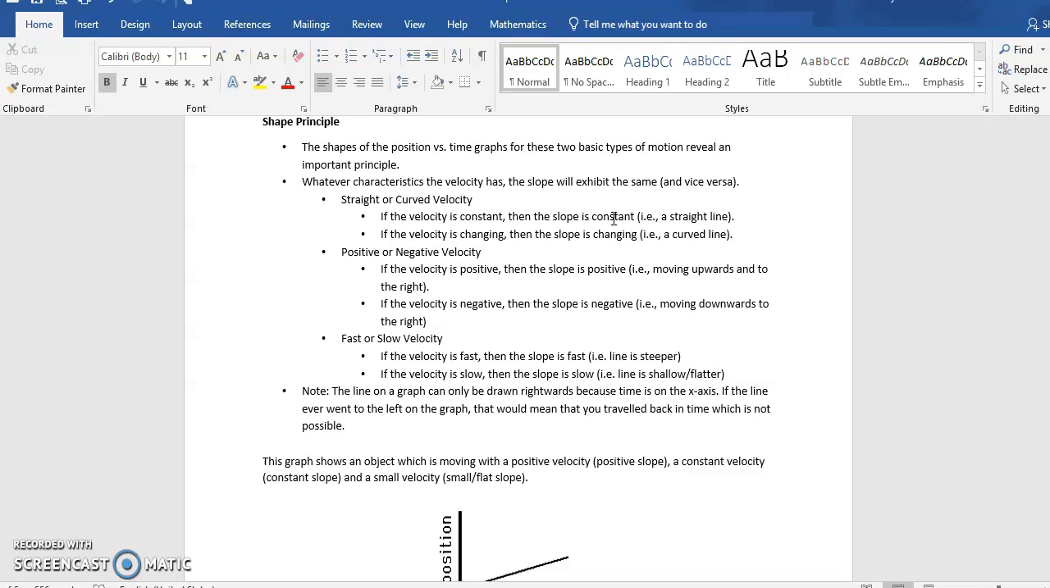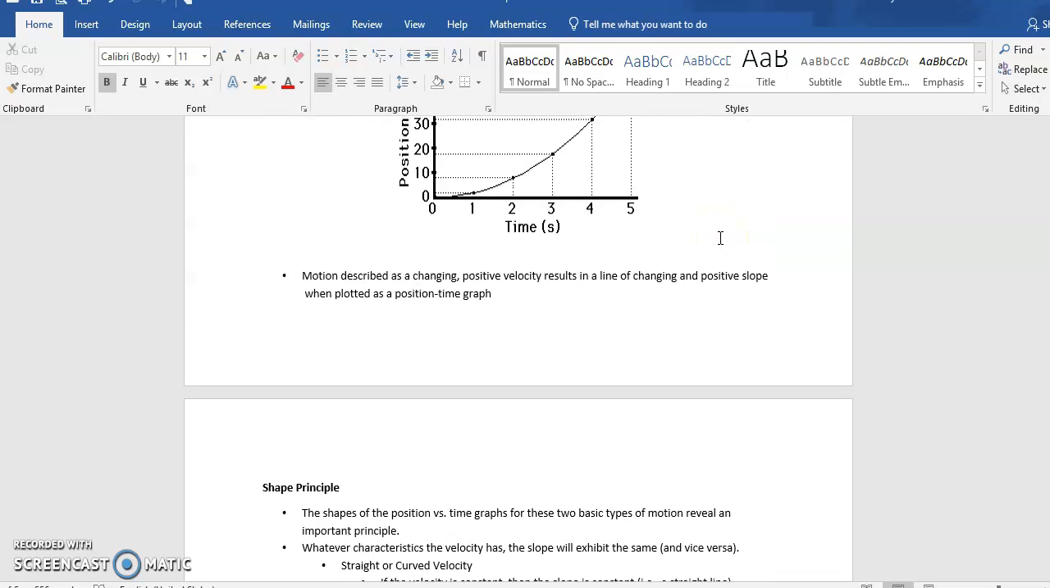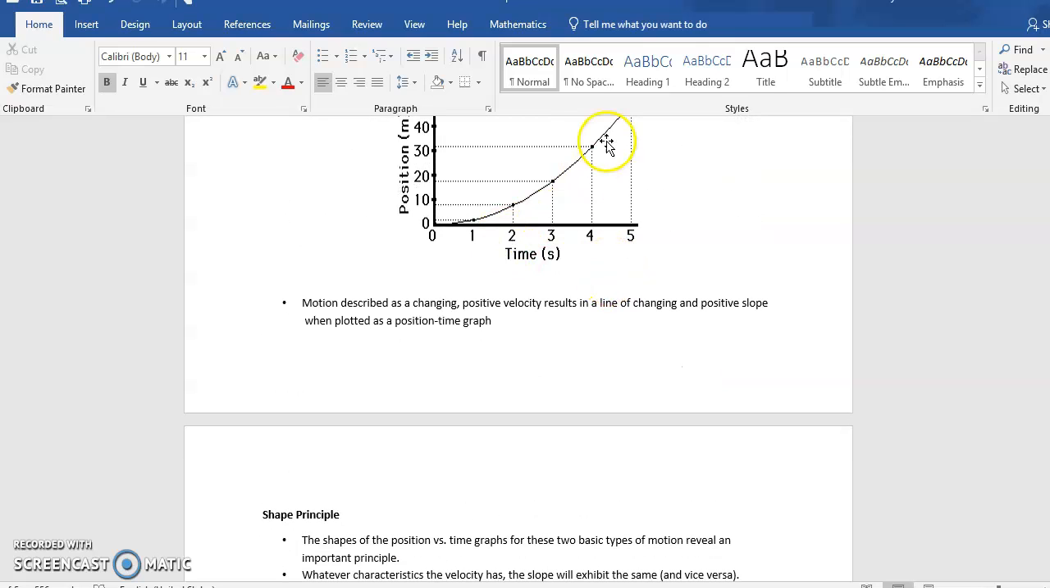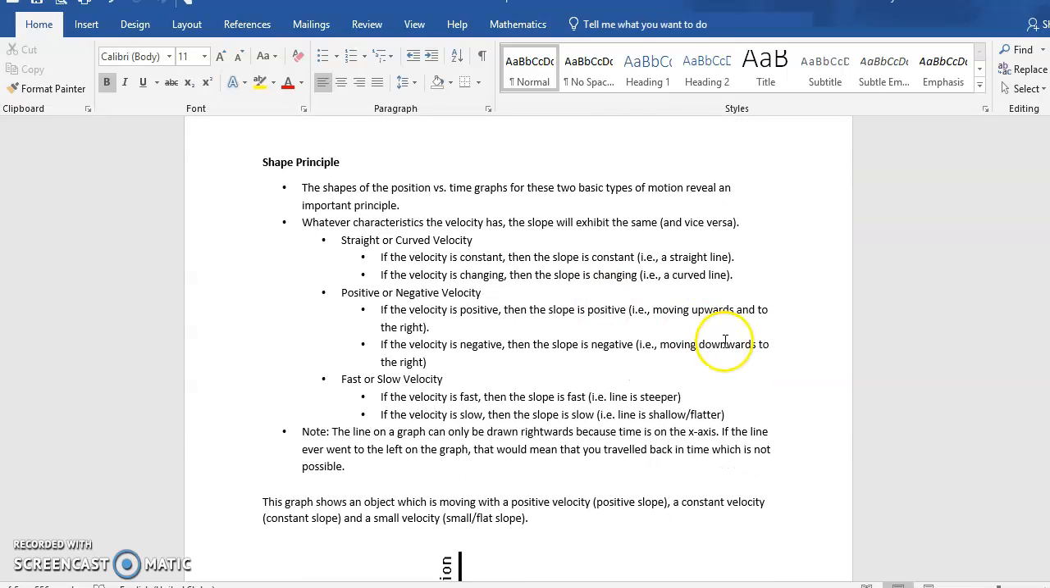So if we have a straight or curved line, let's look at that. If the velocity is constant, then the slope is constant, meaning we have a straight line. If the velocity is changing, then the slope is changing, meaning we have a curved line. And that's what we just looked at right here. So constant versus changing. Okay, you can have a positive or a negative velocity.